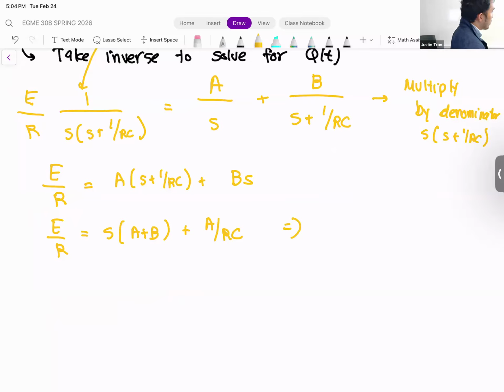So we have two unknowns to solve for here. We have a pretty simple system. If we look at the constant terms, we have E over R on the left-hand side, and this is equal to A over RC. The two resistances are going to cancel out, and so we get A is equal to E times C.